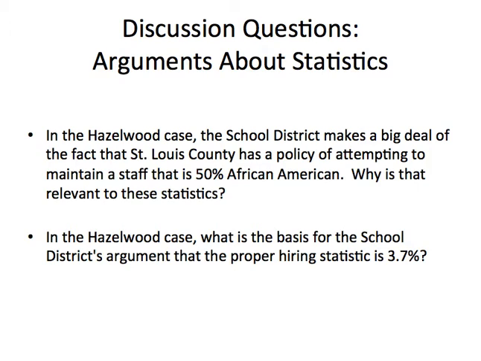The last question I tend to ask them is to try and understand some of the more sophisticated arguments the parties make. In particular, why does it matter that St. Louis County aspires to hire a 50% African American teacher level, and why might that matter in the Hazelwood case, and what is the basis for their arguments about post-act discrimination as opposed to pre-act discrimination, which they can figure out from the arguments in the case, right? So they're extracting out the arguments in the case.